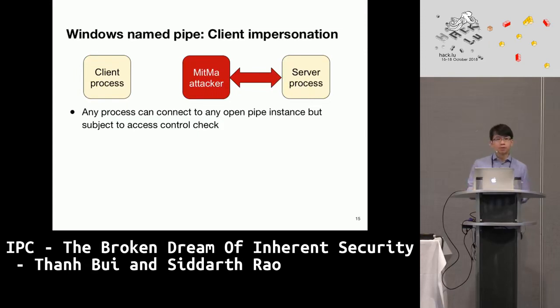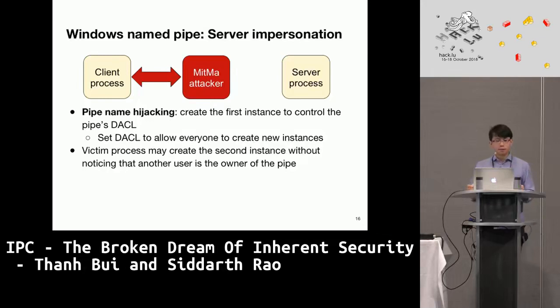And even though they are subject to access control, we will learn from the next slide that this access control doesn't matter at all. And just like port hijacking, or taking over the port before the legitimate server does in network sockets, the MITM attacker can perform server impersonation simply by hijacking the name of the pipe. He can hijack the name of the pipe just by creating the first instance of the pipe and setting the access control of the pipe so that anyone can create or connect to any new instances.